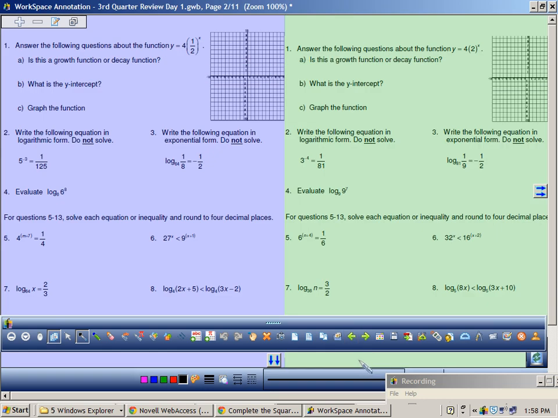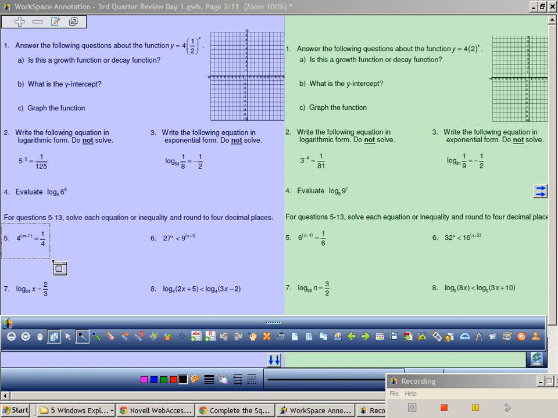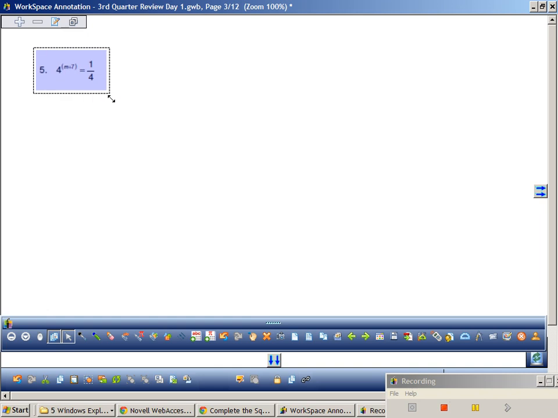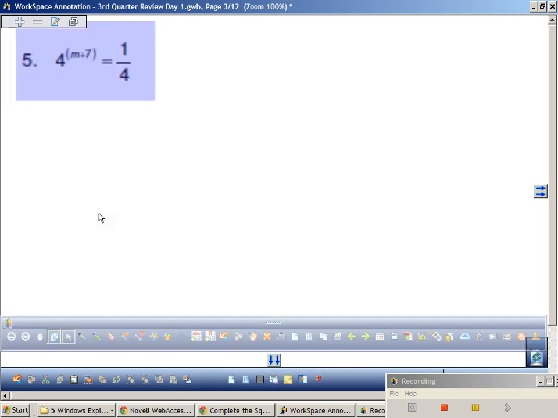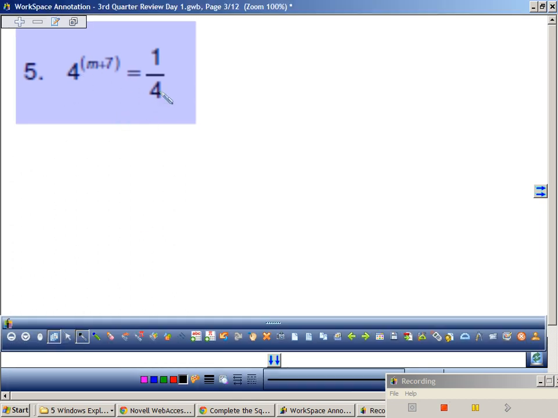Evan, you've got to give other people a chance. Yes. Number 5, on which one? The blue one. What do you see about both of these? They both have 4s, right? So I want to make them have common bases. So positive fractions are negative exponents.